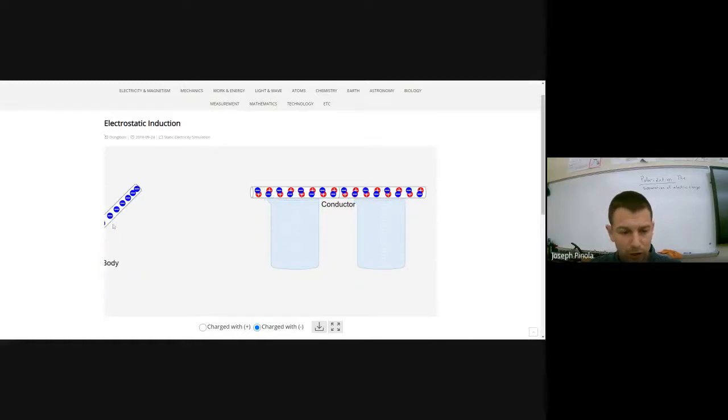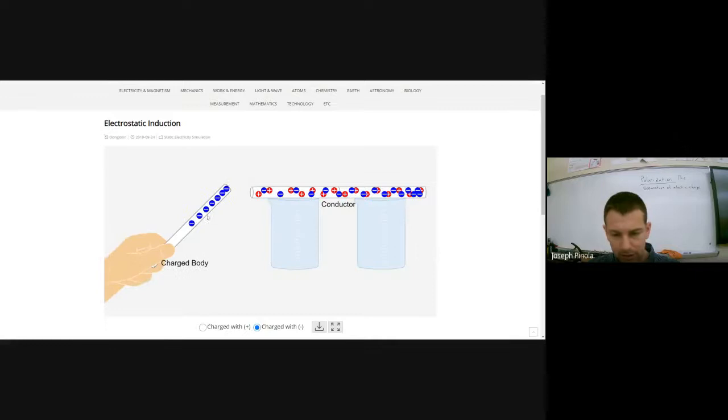Now, before the charged object came near, the left and right side of the conductor each had the same number of positive and negative charges. We can count them up. 8 negatives on the left, 8 positives on the left, so the left side was neutral. 8 negatives and 8 positives on the right side, so the right side is neutral as well. But when I bring the charged rod near, the negatives are pushed to the other side.